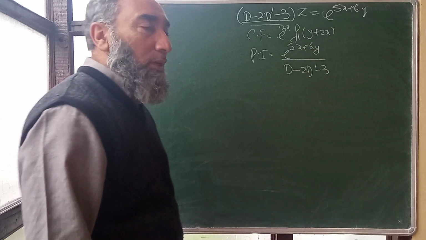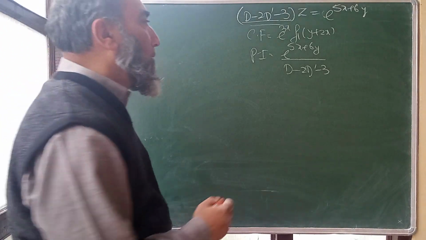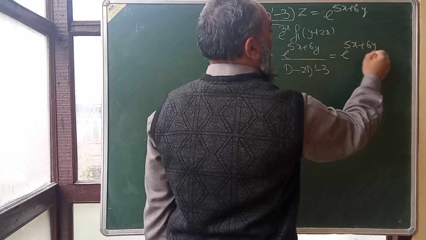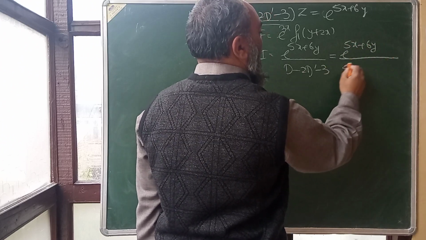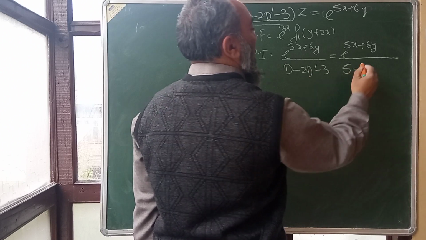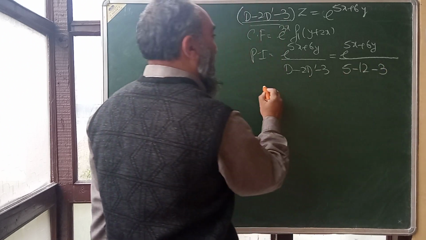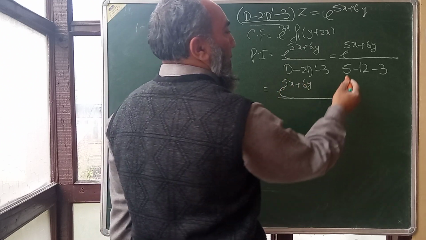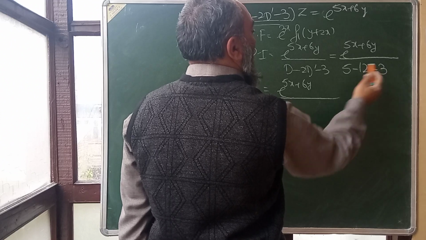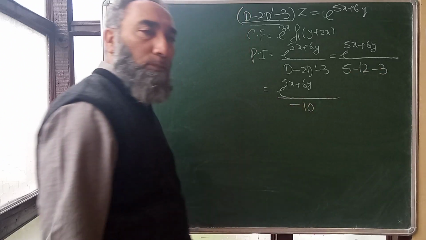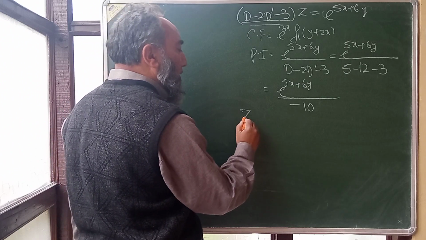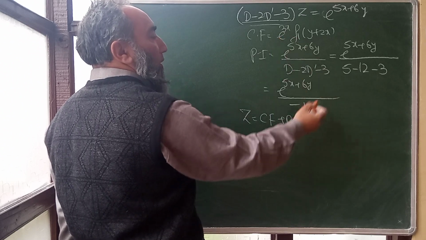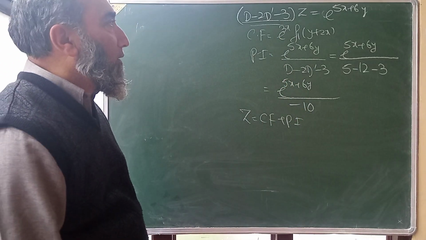So what you have to do is replace D by a and D′ by b. So this is e to the power 5x plus 6y, D is 5, D′ is 6, 6 twos are 12, minus 3. So it is e raised to the power 5x plus 6y divided by 5, this is 15, so minus 10. Okay, so what is the general solution? z is CF plus PI. This plus this. This is it.